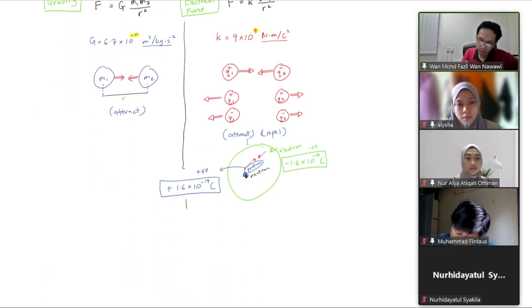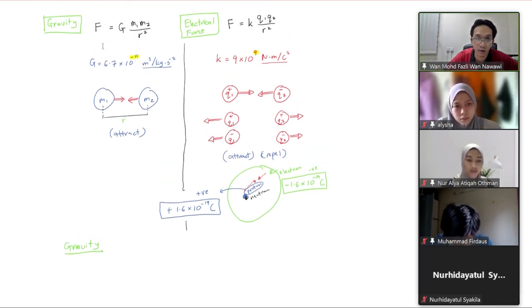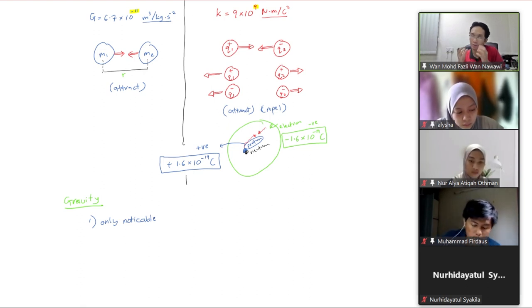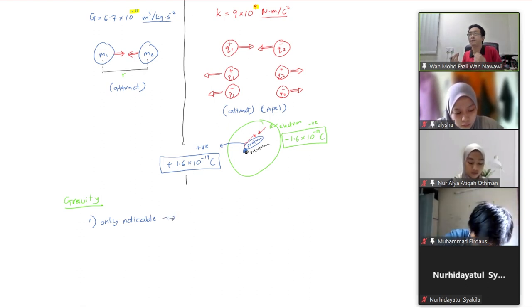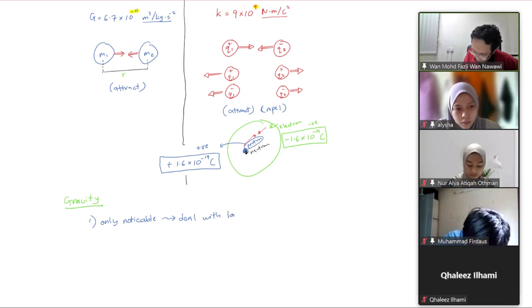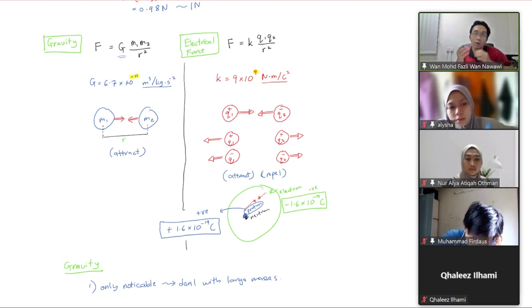About the gravity, the first thing you need to know, if you see the equation there, G times m1 m2 over r squared, is that it's only noticeable if you deal with very large masses. Okay, because why? Because if you see the equation, you have G there, and G is so small, so in order for you to feel the force, the mass must be very, very big.